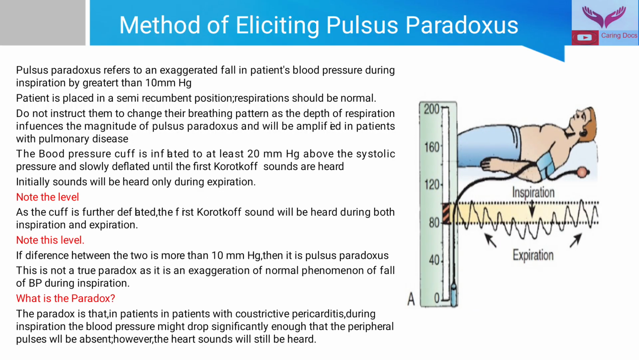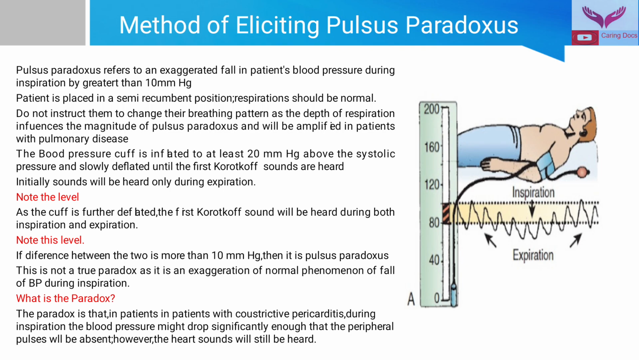How do we elicit the pulsus paradoxus? As we know, pulsus paradoxus refers to the exaggerated fall in the patient's blood pressure during inspiration by greater than 10 mm of mercury. The patient is placed in a semi-recumbent position. The respiration should be normal. Do not instruct them to change their breathing pattern, as the depth of inspiration influences the magnitude of the pulsus paradoxus and will be amplified in patients with pulmonary diseases.